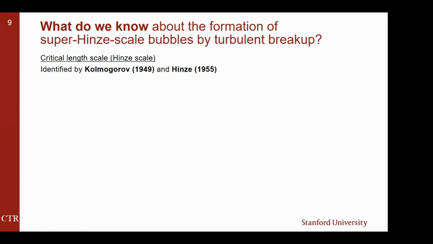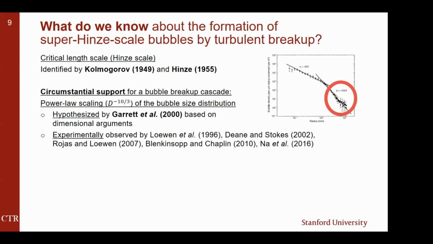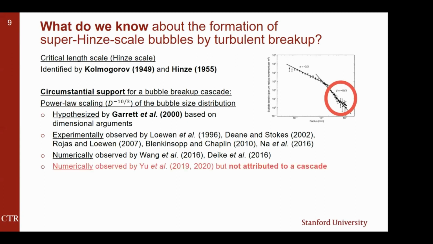But it was only much later that more circumstantial support for breakup cascade was obtained, namely the negative 10-thirds power law scaling in the size distribution I highlighted earlier. It was hypothesized by Garrett and others in 2000 based on dimensional arguments and experimentally and numerically observed, as I also mentioned earlier. So it seems like there's decent evidence for this scaling, but it turns out reality is a little more complicated than this.